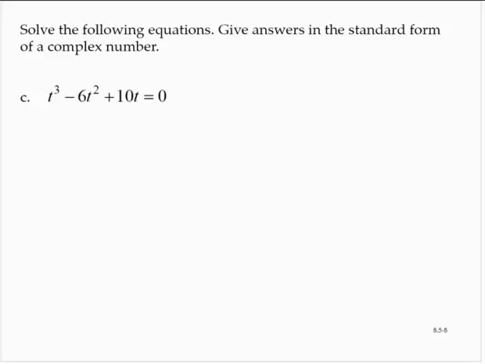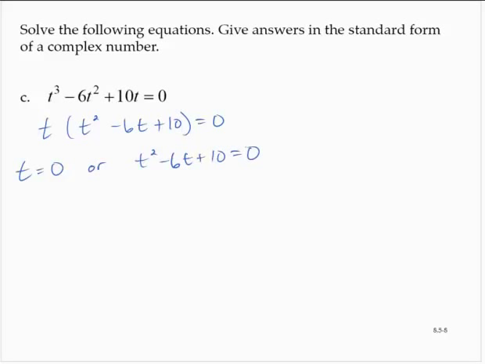t cubed minus 6t squared plus 10t is equal to 0. All right, the first thing I'm going to do here is factor, actually. It's already equal to 0, but I see it's a t cubed. I'm going to use factoring. Notice that there's a common factor. So t times t squared minus 6t plus 10 is 0. So then t equals 0, or t squared minus 6t plus 10 equals 0.